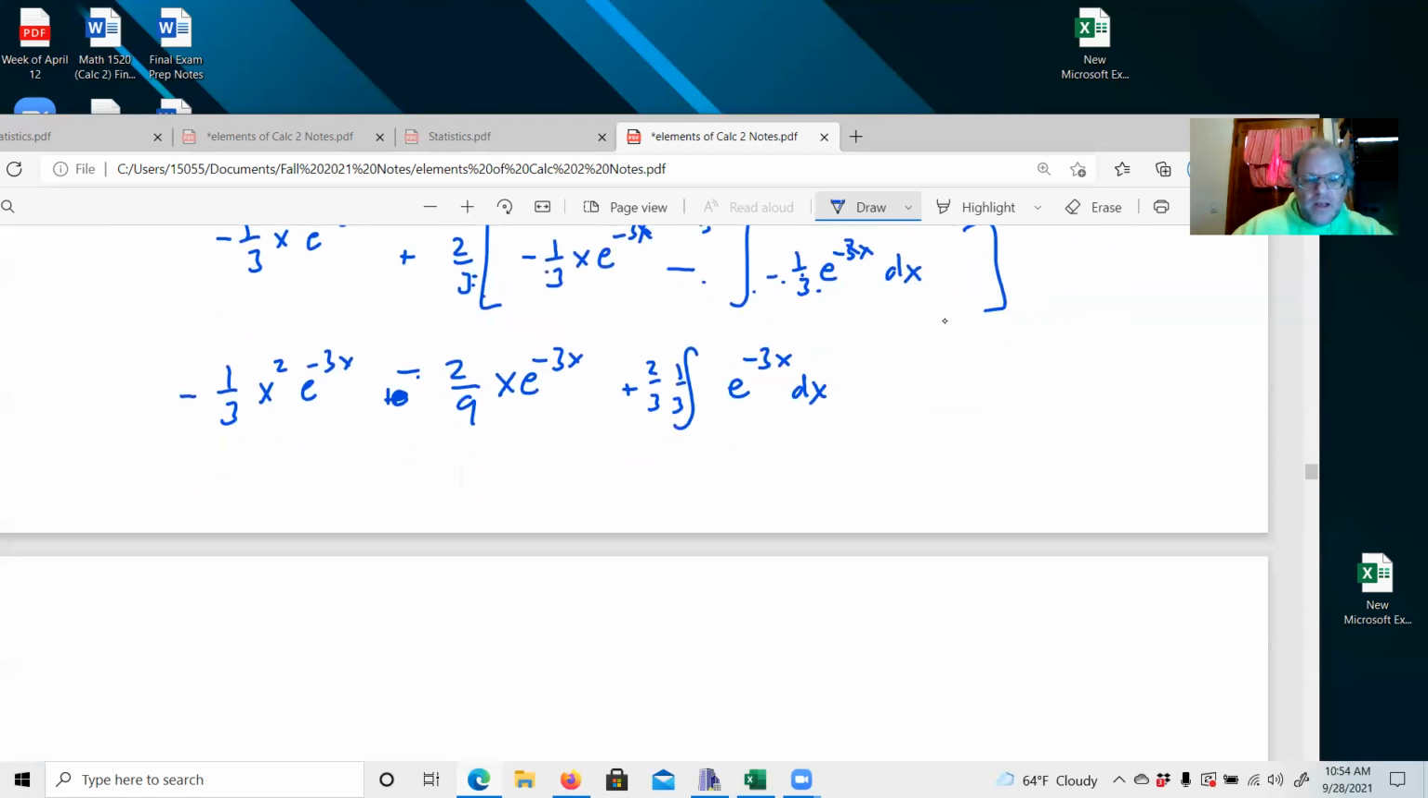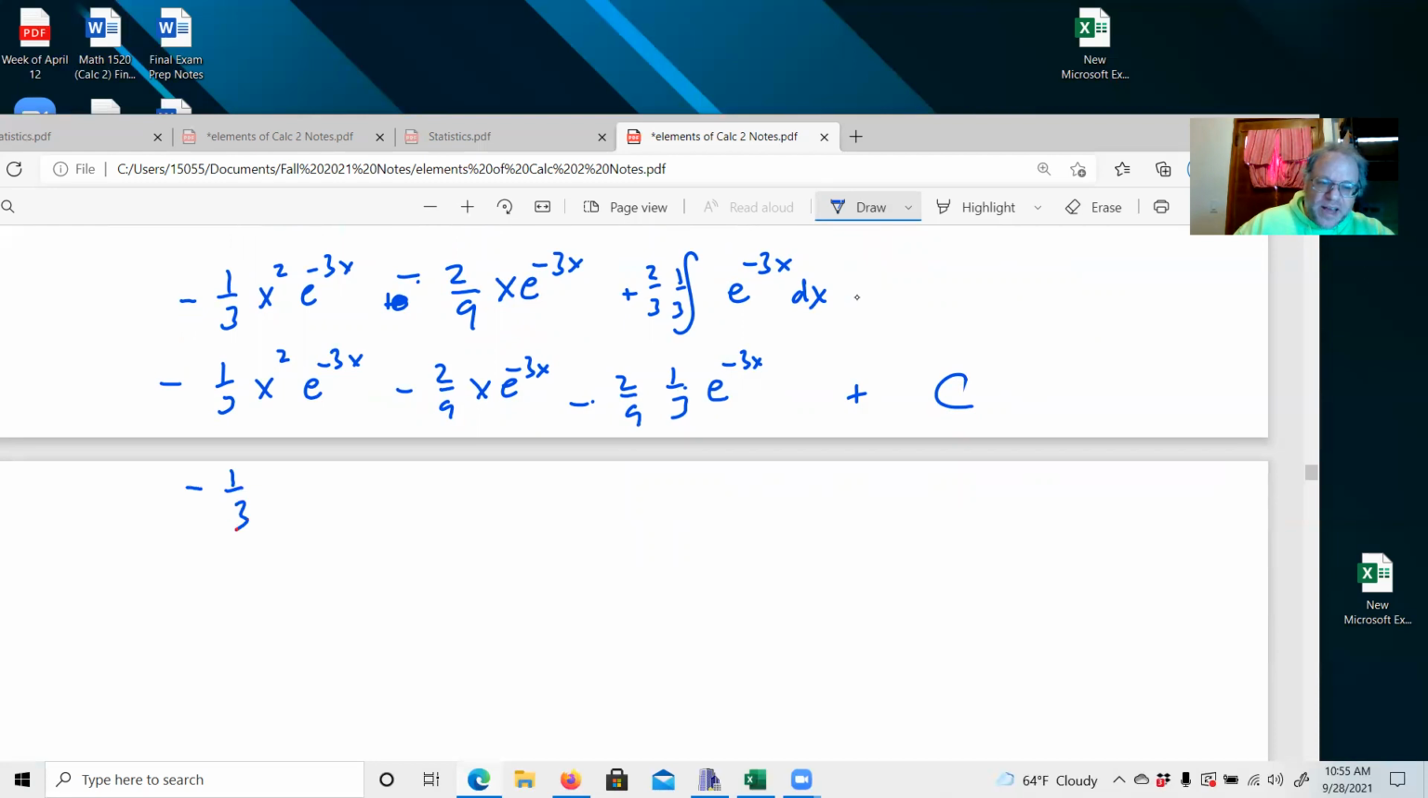All right, so we have negative 1/3 x squared e to the negative 3x minus 2/9 x e to the negative 3x minus, what is this? This is going to be 2/9, right? And then what do we have? We have e to the negative 3x times 1/3. The negative happened in this integral here. Plus c, right?